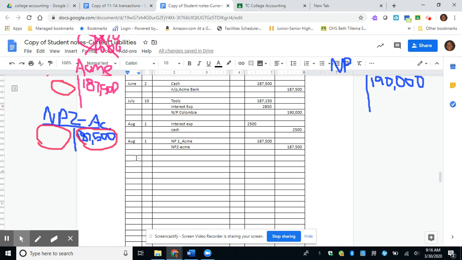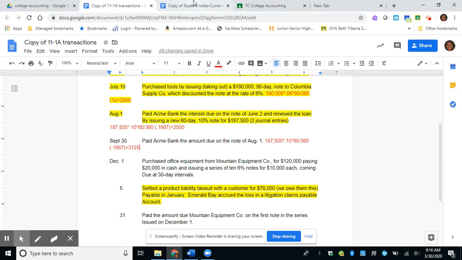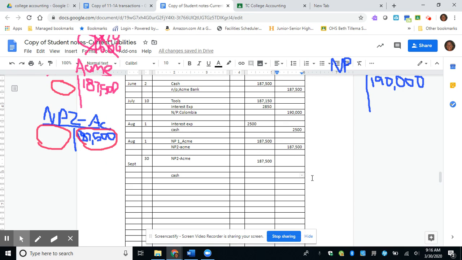So on September 30th, my debit is going to be my notes payable, and I'm going to put it in for Acme, $187,500. And how I pay off a note is always with cash, but it's going to be more than the $187,500 because I have to add in the interest. So the total amount that I am paying for the note is $190,625. The difference between the debits and credits has to go on the debit side of $31.25, and since it's a debit, it's an interest expense.